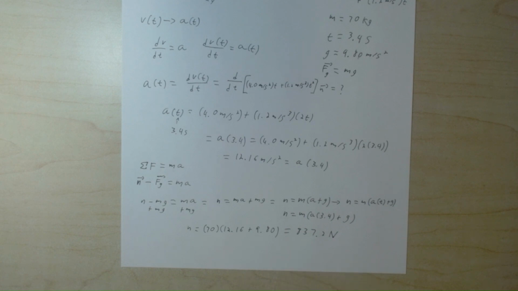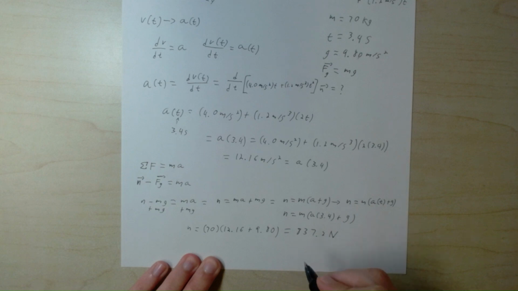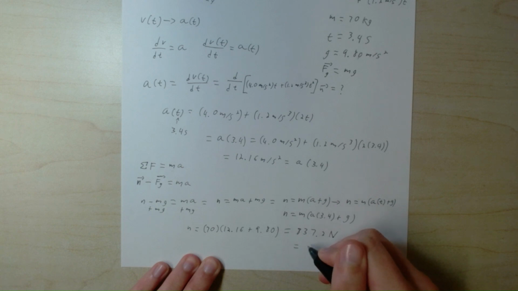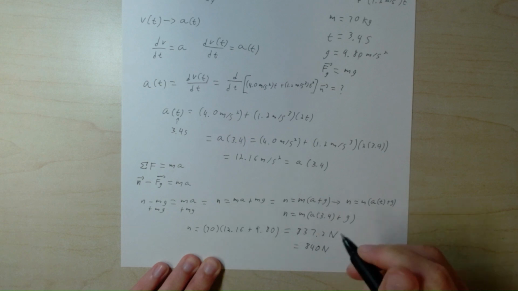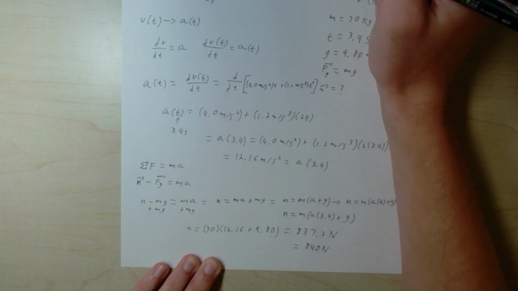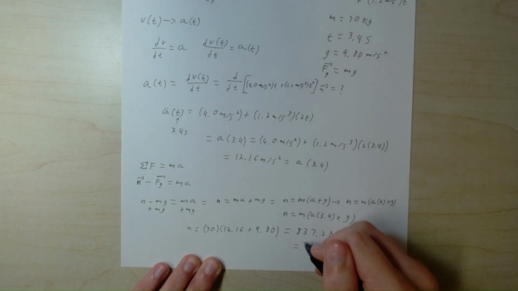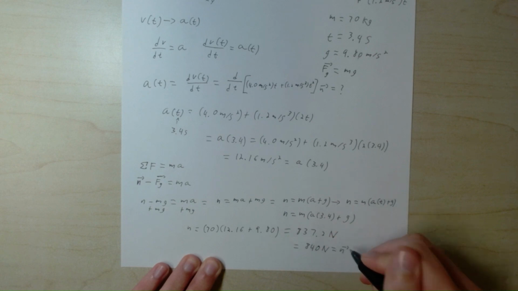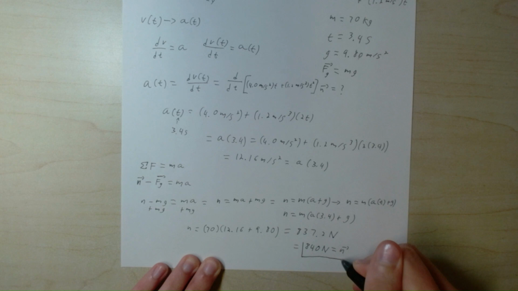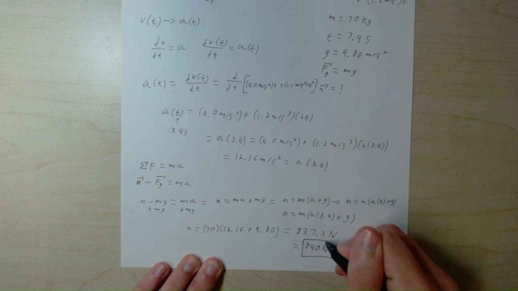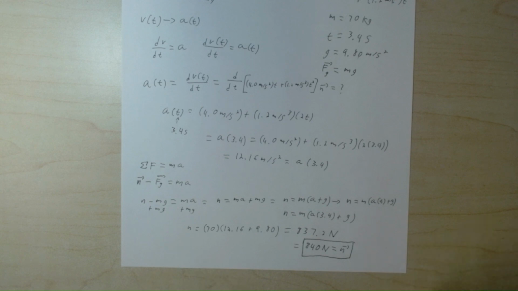And rounding to two significant figures, this is going to be 840 newtons. We need two significant figures because each of our values given to us in the problem are in two significant figures. So 840 newtons is our answer for the reading on the scale at time equals 3.4 seconds. And yeah, that is how to do this problem.